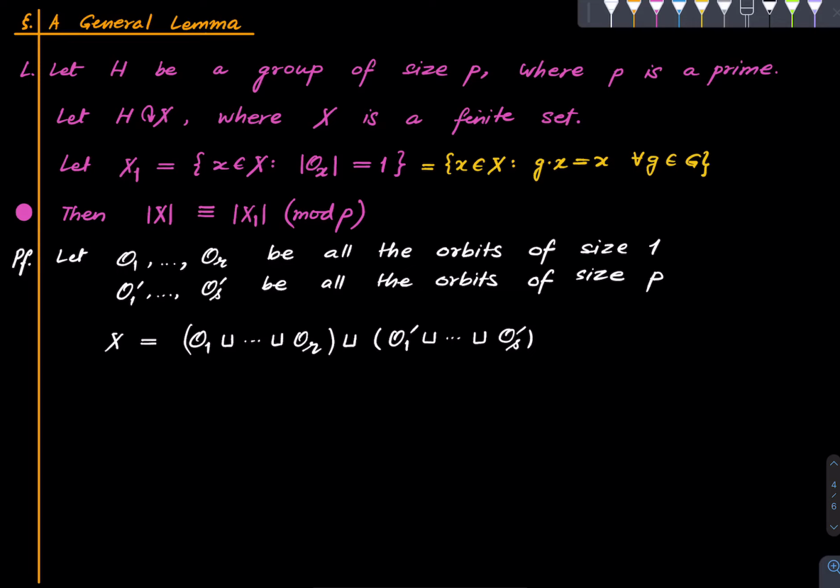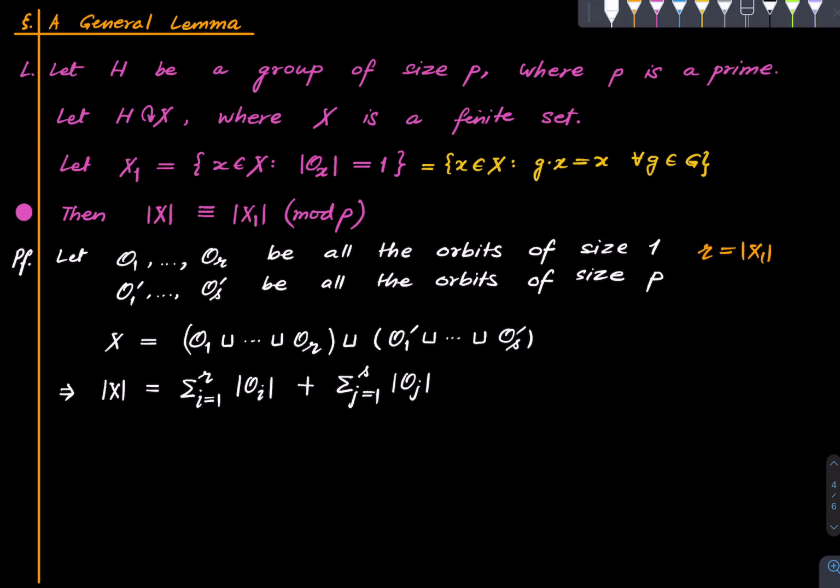Before I go forward, let me just mention that R is nothing but the size of X1. Please realize that. These are all the distinct orbits of size 1. Each one of them is equal to some singleton for some little x in the set capital X, and those singletons are precisely the elements of X1. So this is something that we need to realize. And now from this equality, we get immediately that the cardinality of X is nothing but the sum of cardinalities of the orbits of the first kind plus the sum of cardinalities of the orbits of the second kind.